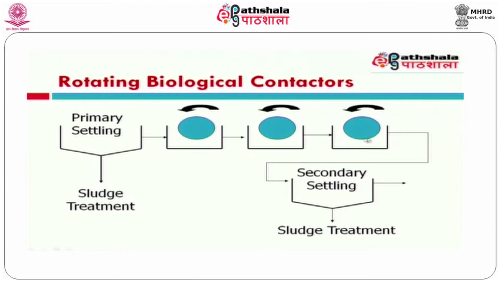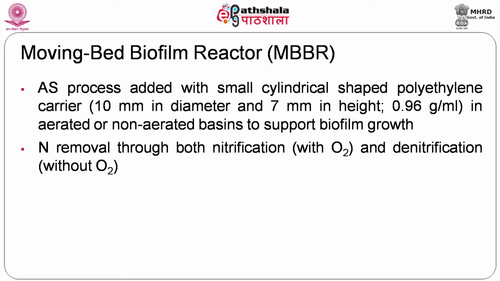So, at the downstream we have rotating biological contactors, with 3 different configurations of RBC in sequence. At the downstream side we have a secondary settler, whose purpose is to segregate biological mass. Here no need to recirculate biological mass, but in the conventional activated sludge process we have to recirculate part of the microbial community. Here no need to recirculate anything.